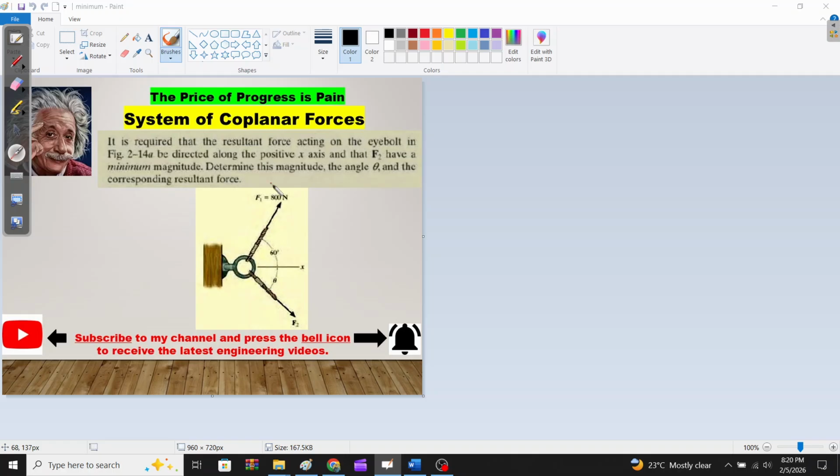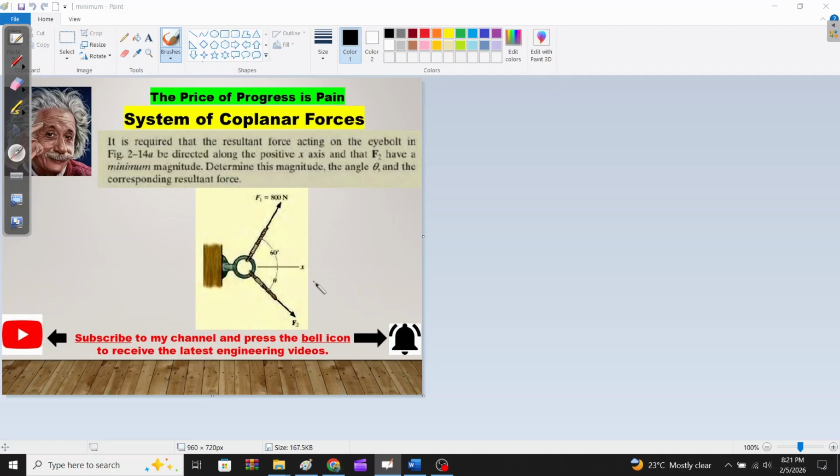He says that on the positive x-axis lies the resultant. The resultant of what? Of F1 and F2. The resultant is lying along the x-axis. You need to calculate the magnitude of this resultant. What will be the magnitude of this resultant? And you are also required to find the magnitude of F2, and to calculate the angle theta which this F2 is making with the x-axis.